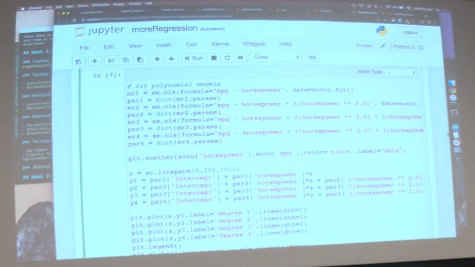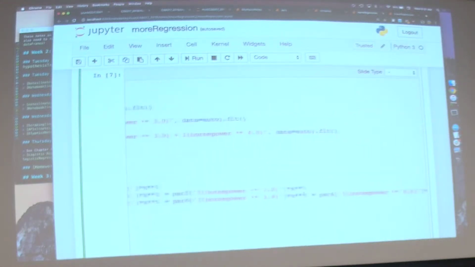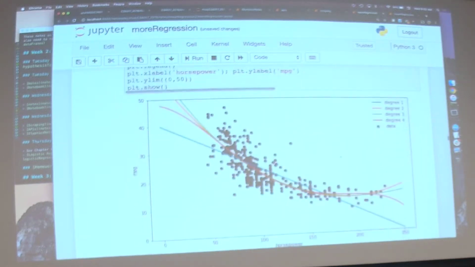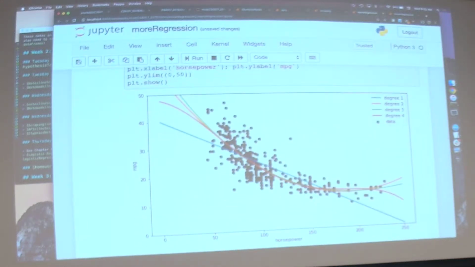And then we're just going to plot all these lines and see how they compare. And so if you look here, the linear one is really not very good. The quadratic one looks okay. The cubic one I think looks pretty good. The 4th degree one starts to get a little weird. So just from a glance, to me it seems like the quadratic or cubic are maybe the best ones.